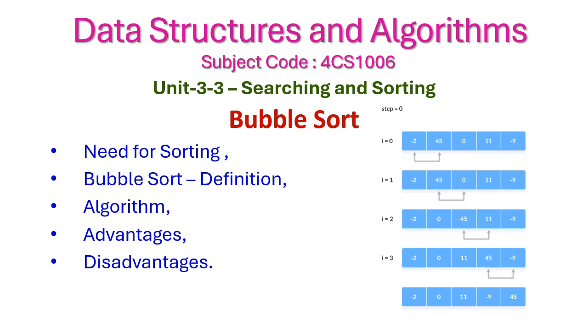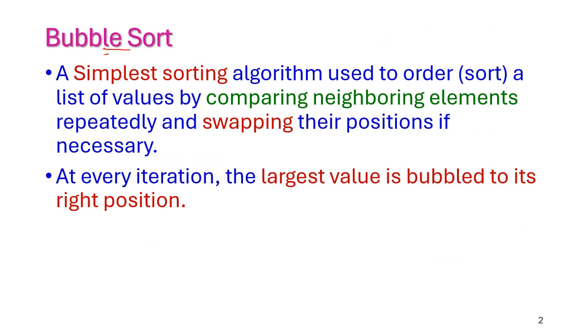In this data structure class, we will see the bubble sort from third unit, searching and sorting. In this class, we will see the need for sorting and the bubble sort definition. After that, let us see some examples for this bubble sort with algorithm, and the advantages and disadvantages of bubble sort. First, let us see what is bubble sort.